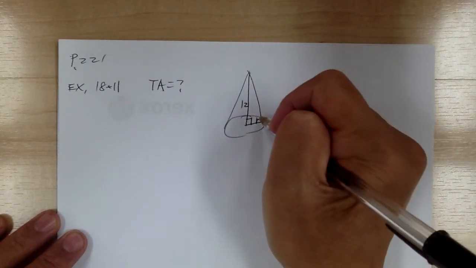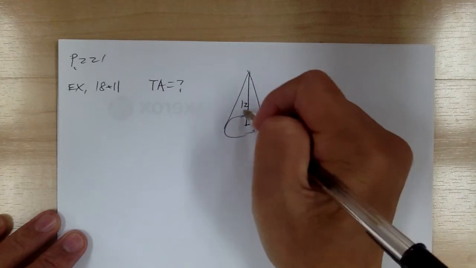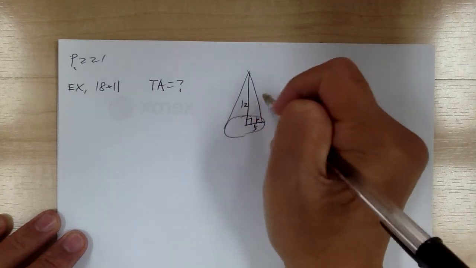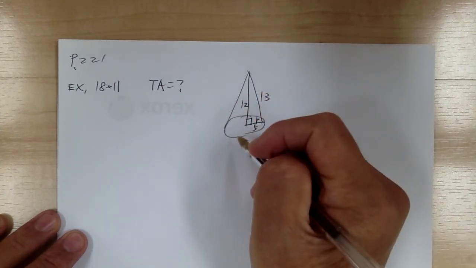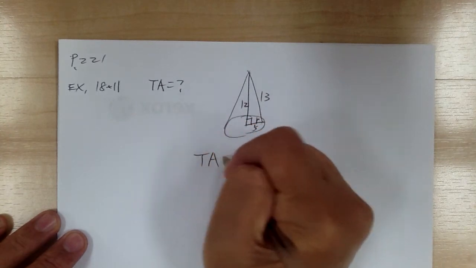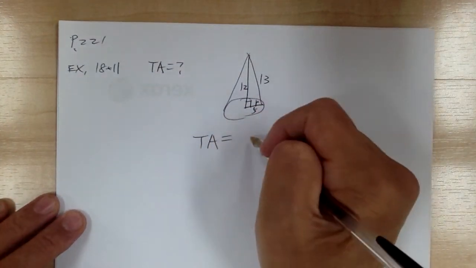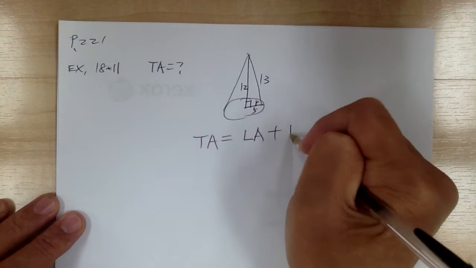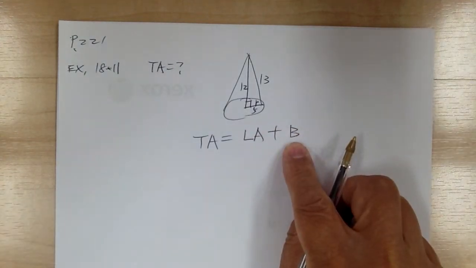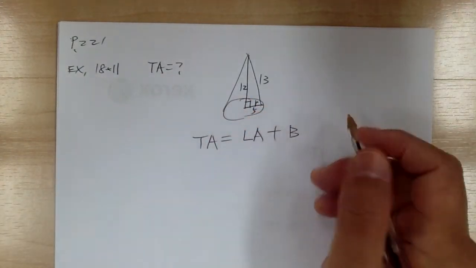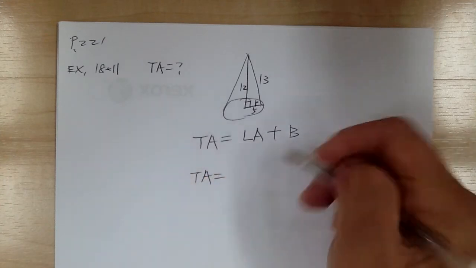So you have a radius of 5. By using the Pythagorean theorem, 5, 12, 13, right? And you're looking for the total area. So the total area will equal the lateral area plus 1 base. Again, capital B means the area of the base. So you want to separate them, right?